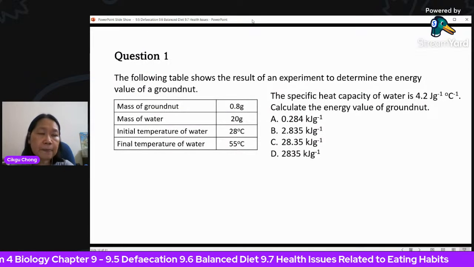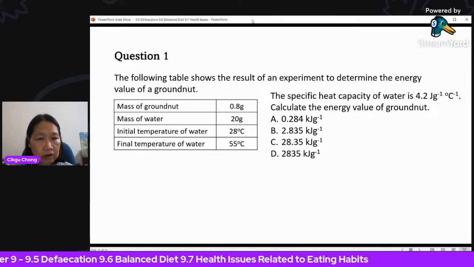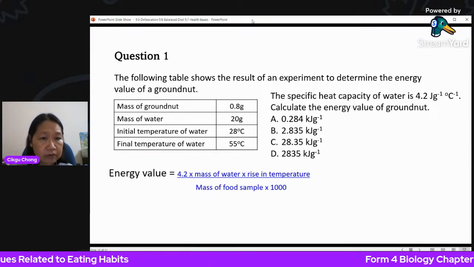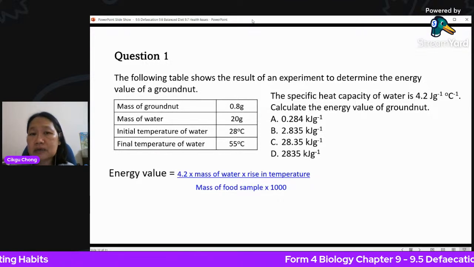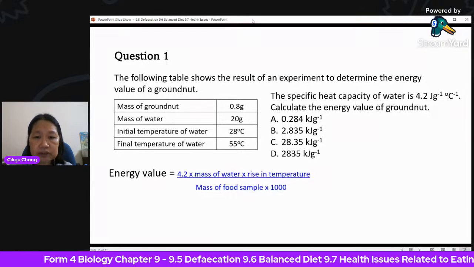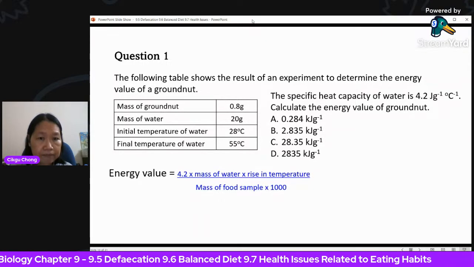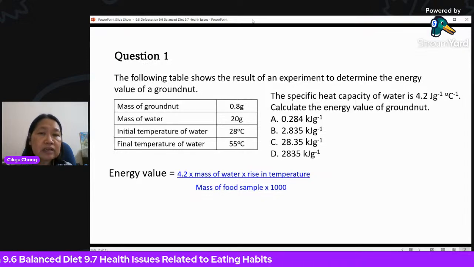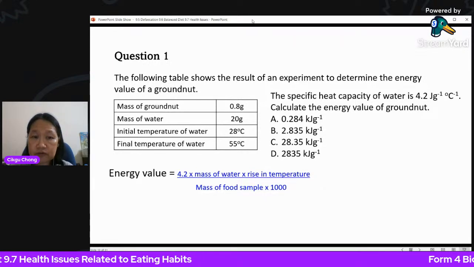Right, this question one. Pick all the data given to you and put it into the formula. Okay, so let's look at the formula. That's why you have to remember, this is all they give you. They don't give you the formula. So 4.2 times mass of water times rise in temperature, assuming the mass of water is in gram, rise in temperature is in degrees Celsius, mass of food sample is in gram. So you can put everything into the formula.